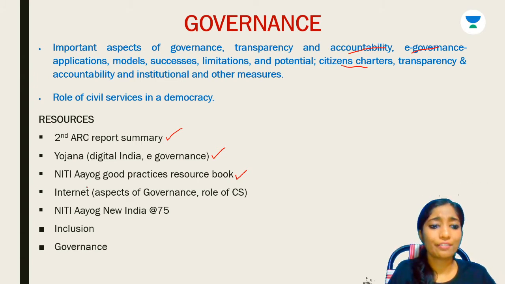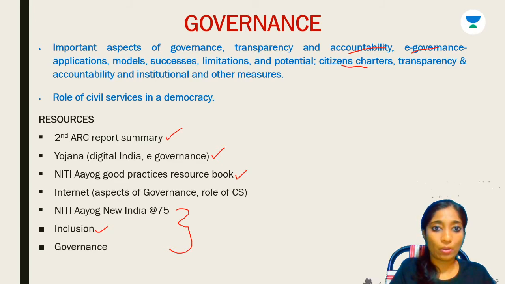Everything has been mentioned in this book so that you can give examples. And then again I referred to the internet for the role of civil servants, the role of civil services in democracy, aspects of governance, etc. And then again Niti Aayog, New India at 75. I referred to this chapter. Under this book, I referred to two chapters, and one of them you would have already covered under the dynamic portions, which I had already mentioned.